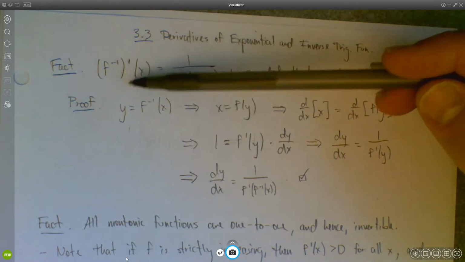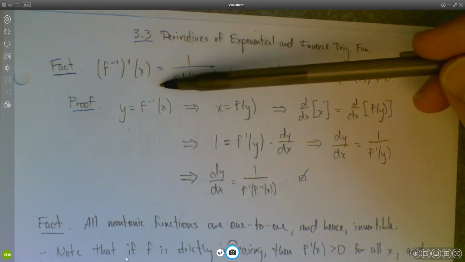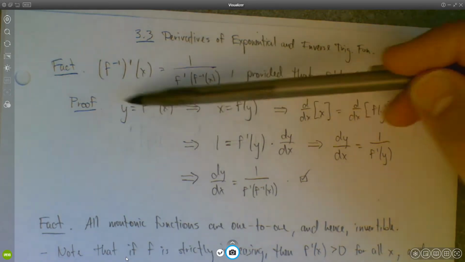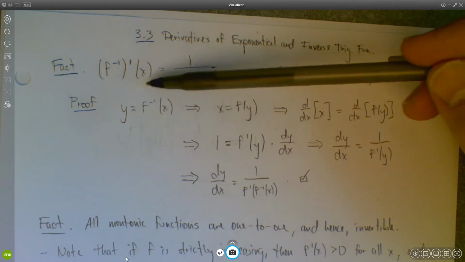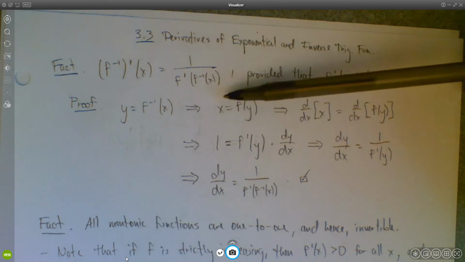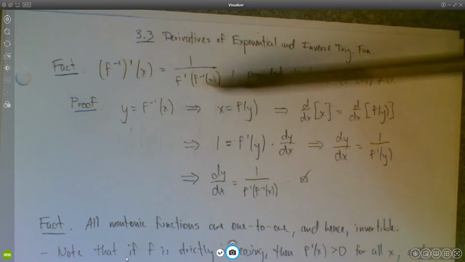So first of all, we're going to let y equal f inverse of x. And that statement is equivalent to saying, if you take f of both sides, then you get f of y equals f of f inverse of x. But the f and f inverse will cancel, so you get f of y equals x. Or in other words, x equals f of y. So this statement is equivalent to that one.